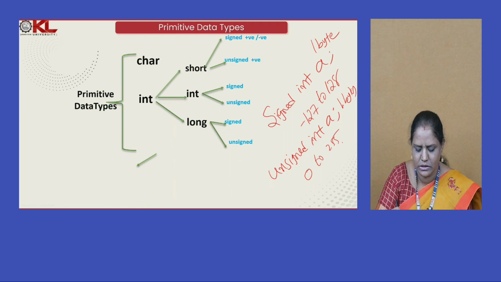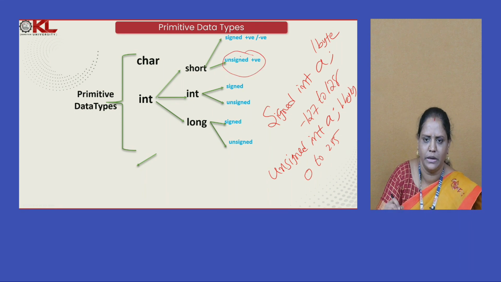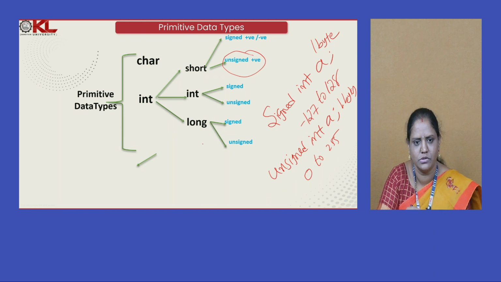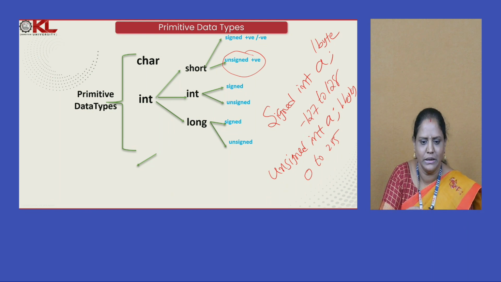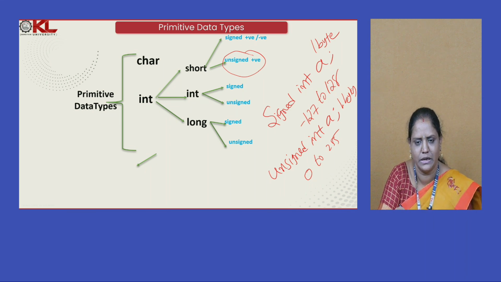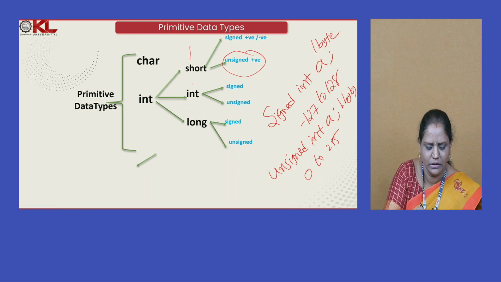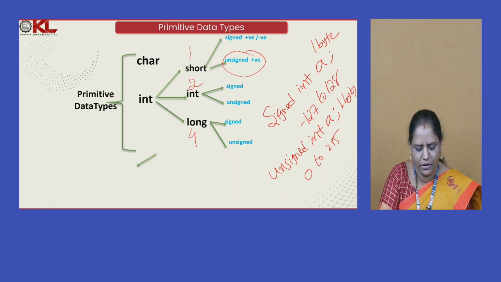Only positive range, because A is declared with unsigned, and unsigned means you can store only positive values. So short int, long int, all are used to store integer type of values only. The difference between signed and unsigned is that signed means you can store positive and negative, unsigned means only positive values. So for short int it occupies 1 byte, int it occupies 2 bytes, and long int it occupies 4 bytes. When we go with unsigned we can store a little bit bigger value compared with signed, because there is no negative value, only positive values we can store.